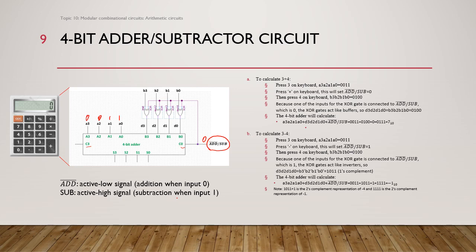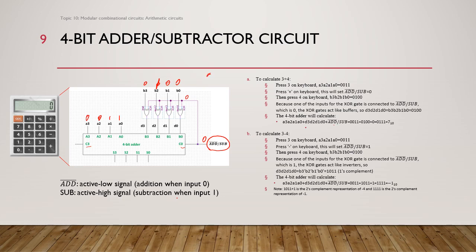Then we will press the second operand, which is 4 on the keyboard. This will set B3 to B0 to 0, 1, 0, 0. Okay? Now, because this line is 0, those 4 XOR gates act like buffers.